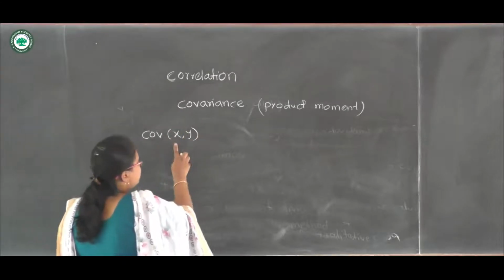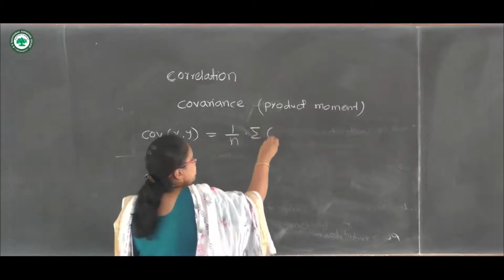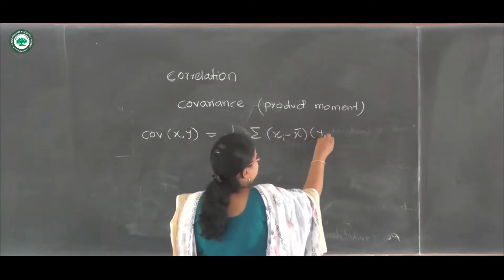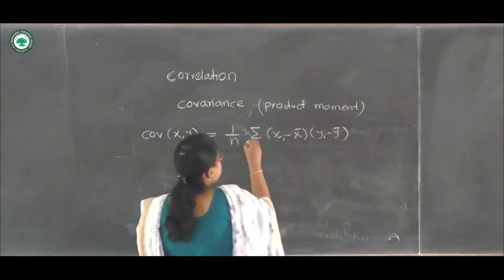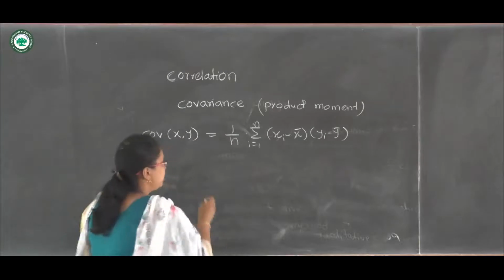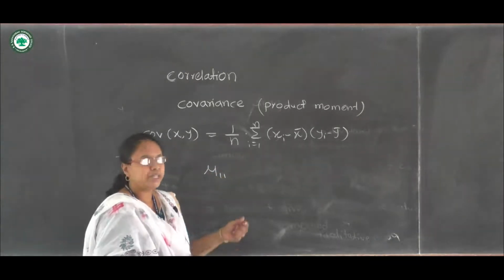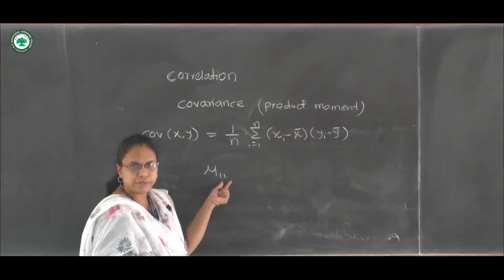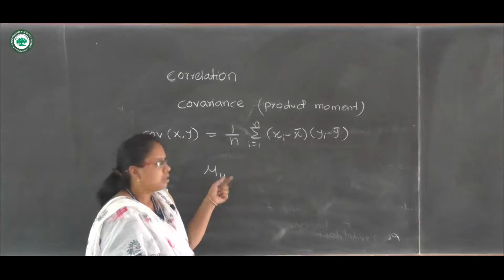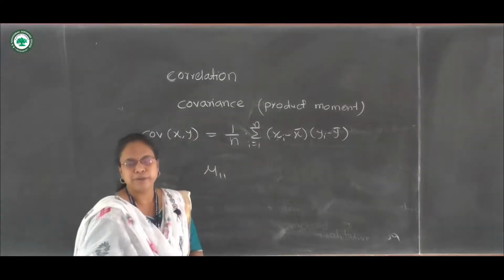So covariance between x comma y is equal to 1 upon n into summation of (xi minus x bar) into (yi minus y bar), i running from 1 to n. So this is actually mu11, that is for bivariate data. We calculate this central moment by putting r equal to 1 and s equal to 1. So this is mu11. So it is called the product moment.